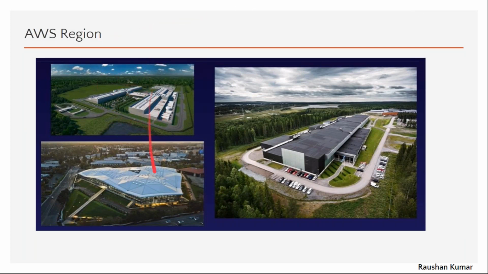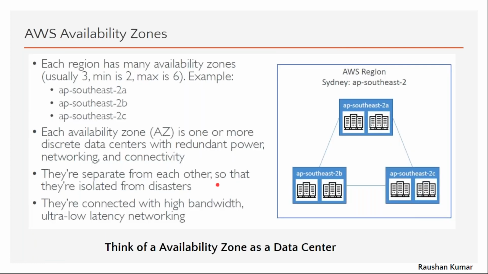So when I say region, I want you to imagine a combination of three data centers or three AZs: AZ1, AZ2, AZ3. Data center one, data center two, data center three. For example, in Sydney, you have three AZs, something like AP South 2A, 2B, 2C. Three data centers, three AZs. Think of an availability zone as a data center.